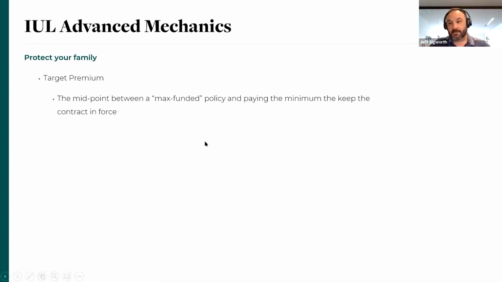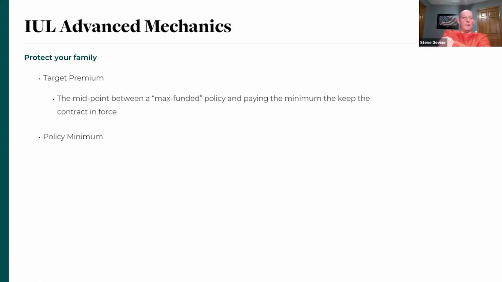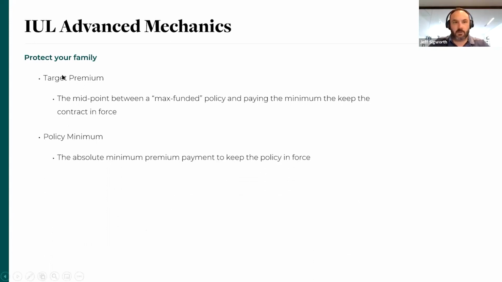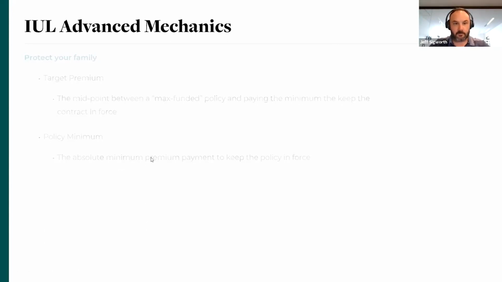Okay, it's really simple. Who can tell me what the policy minimum is? The amount of money that keeps the policy in force. Yeah, real simple. It's the minimum amount of premium to keep that thing rolling. So targets can change, but it's that midpoint between a max funded and a minimum, and you can adjust that. And the policy minimum is just to keep it rolling.